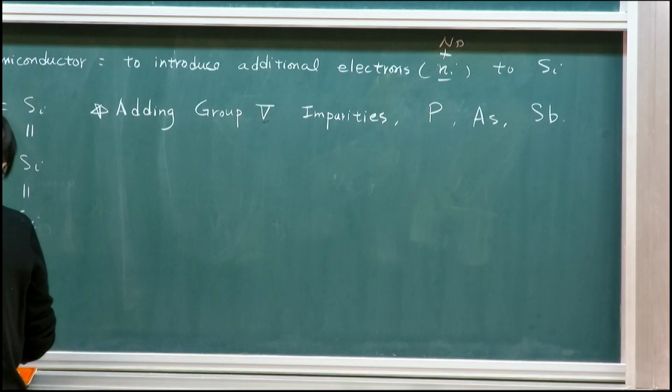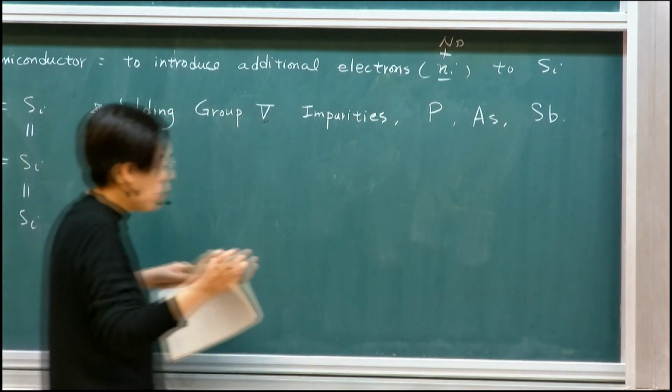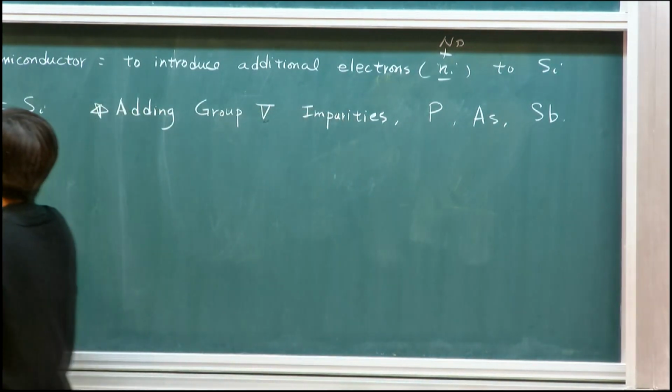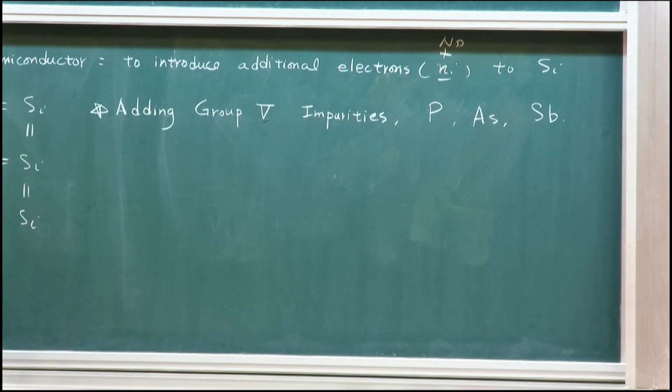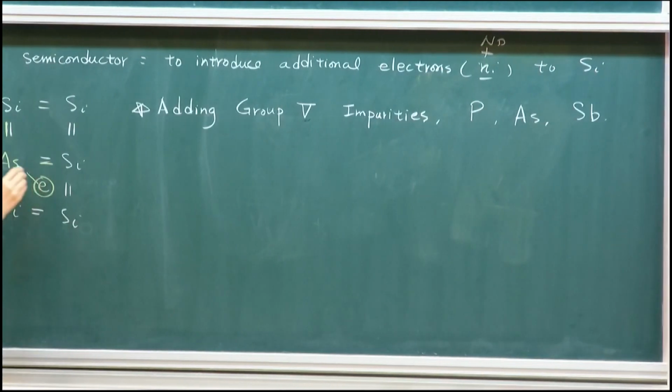Okay, so let's just use phosphorus. So we're going to add a 5-valence electron atom into the system. Let me use As instead, because this doesn't confuse with p-type P. So I'm just going to add an arsenic. Remember, arsenic has 5 valence electrons. So 1, 2, 3, 4, and then there's an extra.